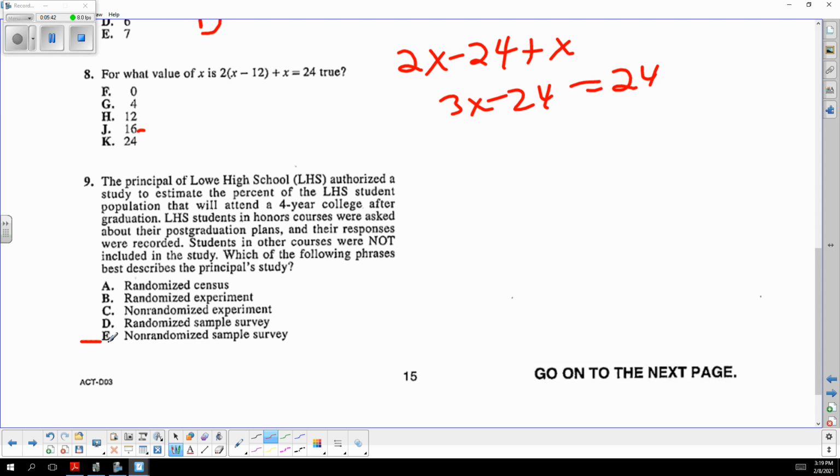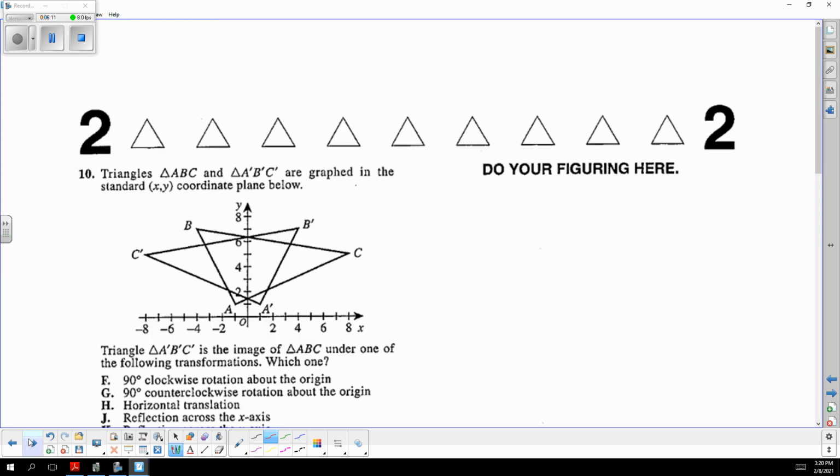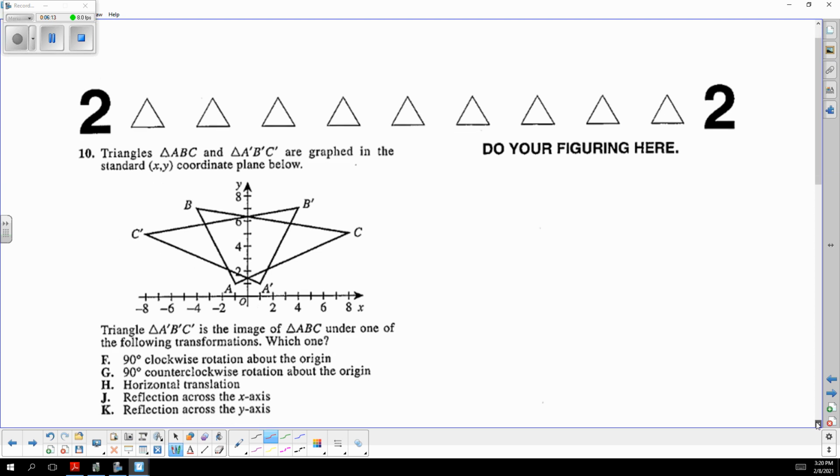This is non-random, and you're just surveying because you're taking a group and you're saying, okay, we're going to take the specified group. It's the honors people only, not the whole group. So it's definitely not random. Random would be to pick a student at the school at random, not from a particular group. And all we're doing is sampling that little group. So the choice is E. Weird question.